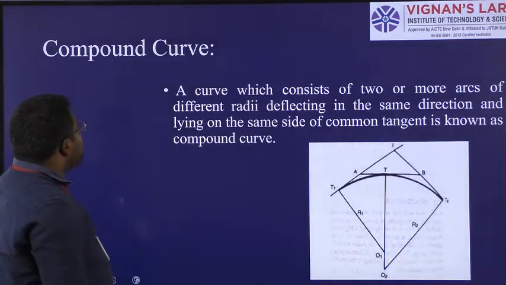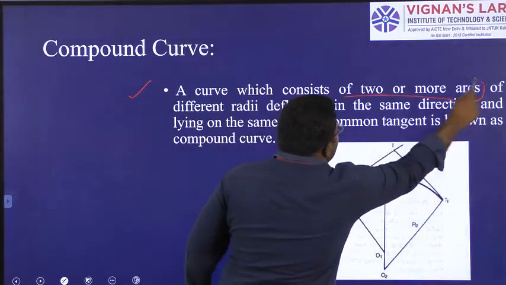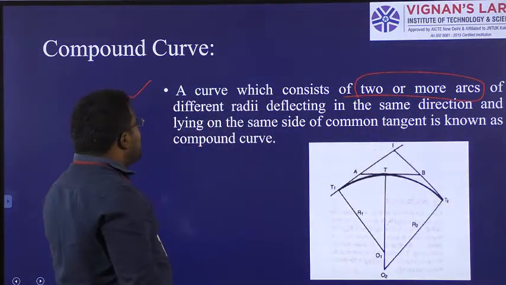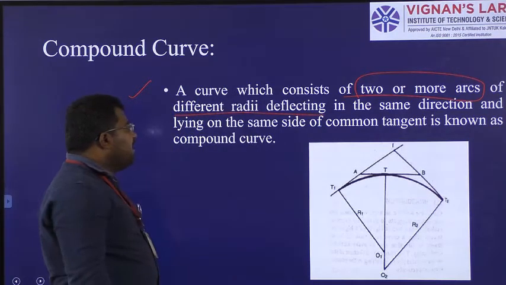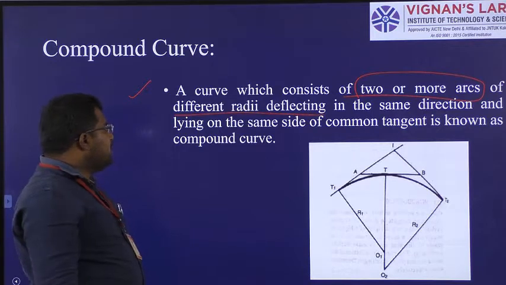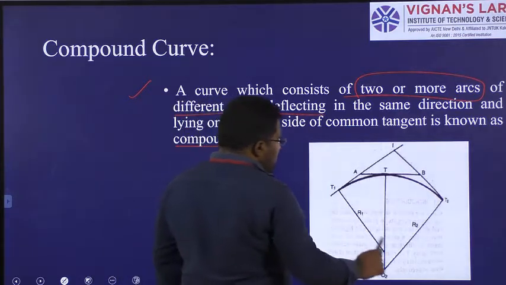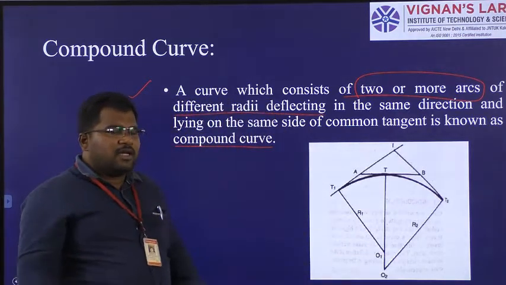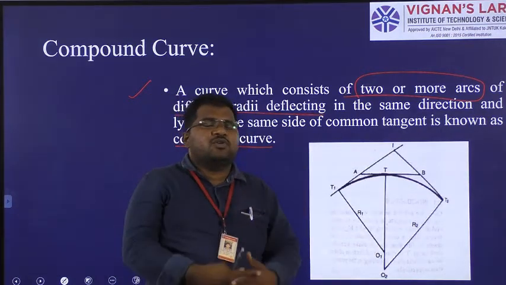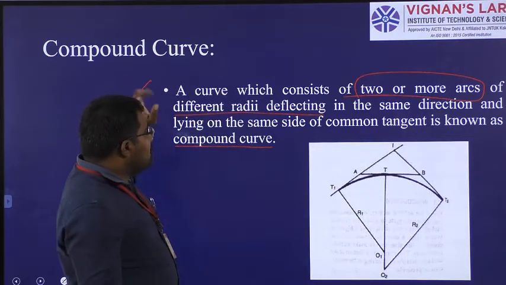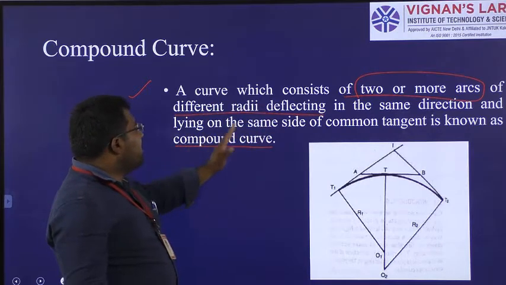Then coming to the second one, the compound curve. A curve which consists of two or more arcs of different radii, deflecting in the same direction and lying on the same side of the common tangent, is known as a compound curve. So here we are going to use two or more curves, n number of curves added. If you are combining two or more curves into a single curve, those are called compound curves.